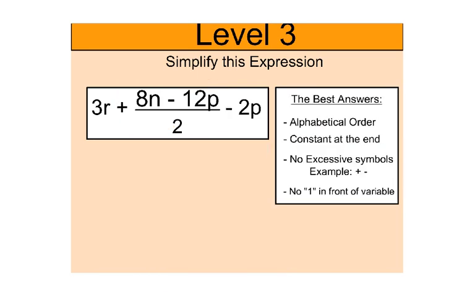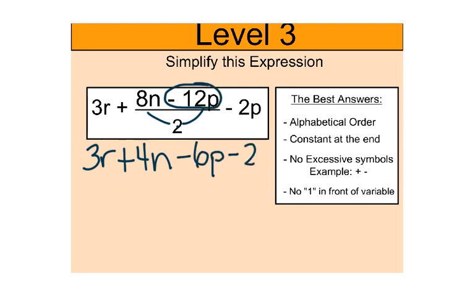Let's work that problem again without doing the sign change thing, just so you have a different perspective. First, we're going to divide the 2 into each thing here. So I'm going to bring down my 3r. 8n divided by 2 is going to be a positive 4n. 2 goes into the negative 12, and that's going to make minus 6p, and then minus 2p.